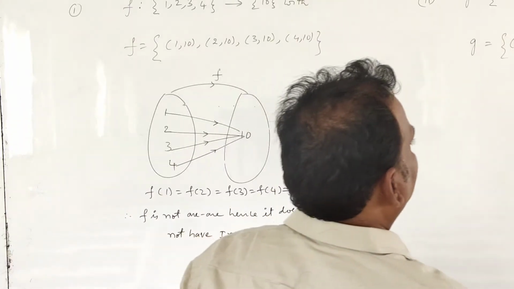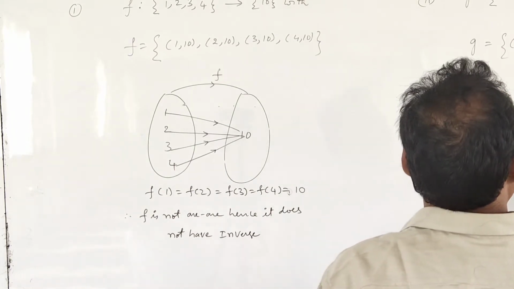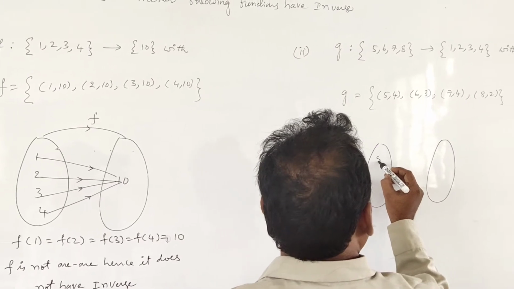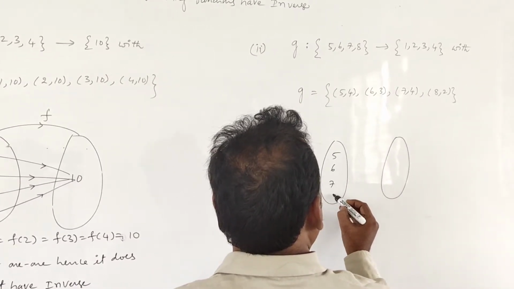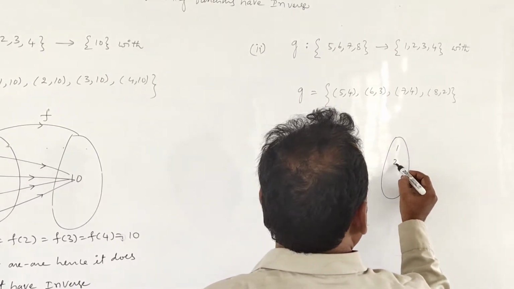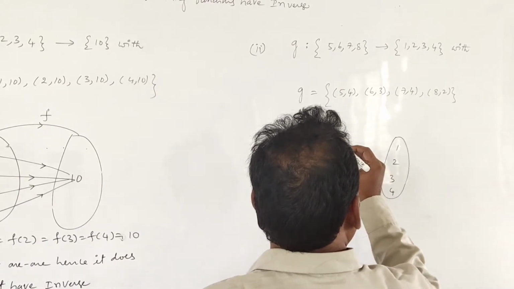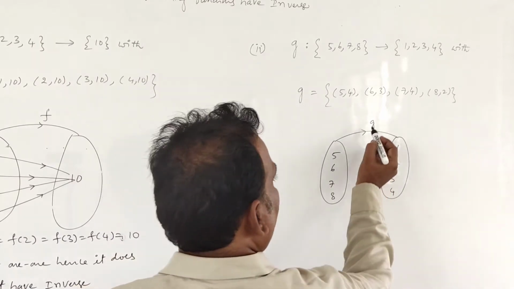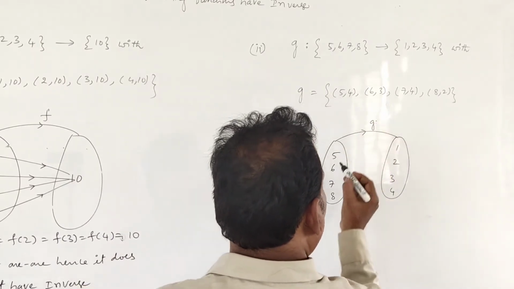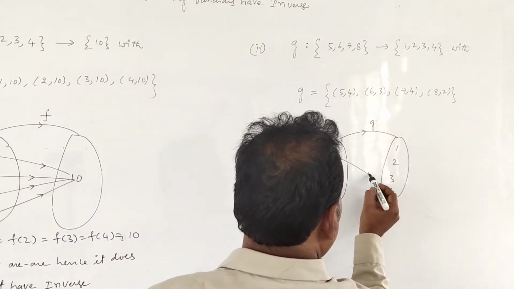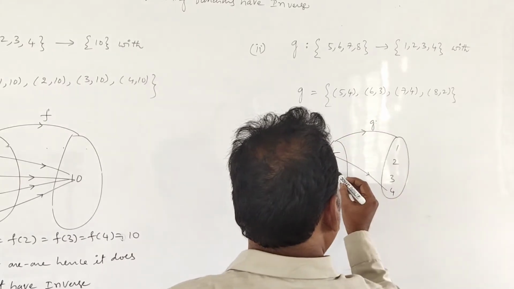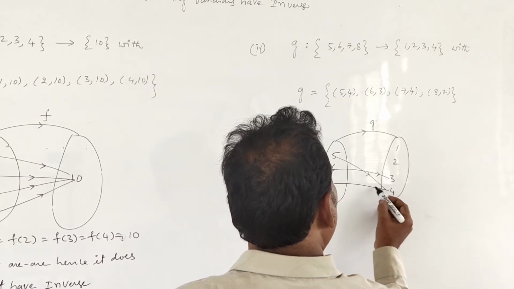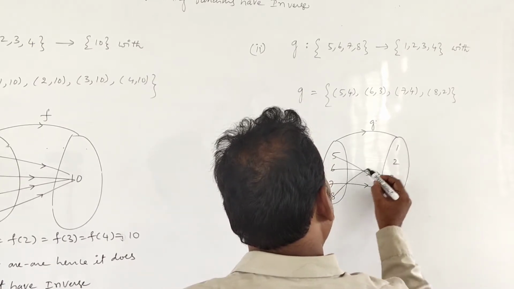We will check the second one. So this is another function associated with two sets, which are 5, 6, 7, 8 and 1, 2, 3, 4. So the function is associating here, the g function. Now how are they associating? 5 with 4, 6 with 3, 7 with 4, 8 with 2.